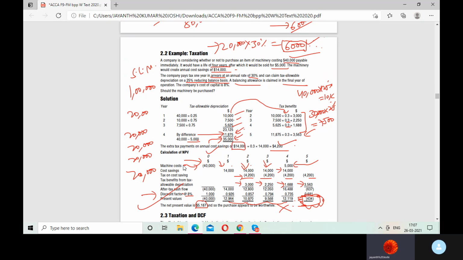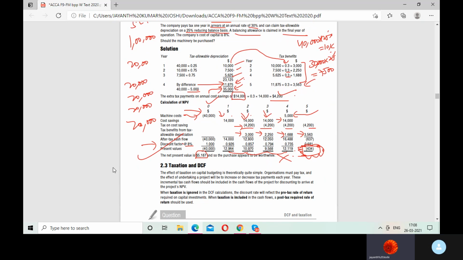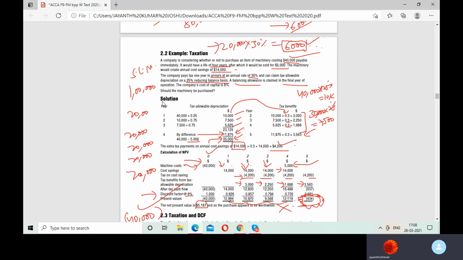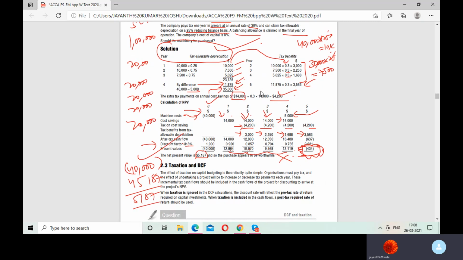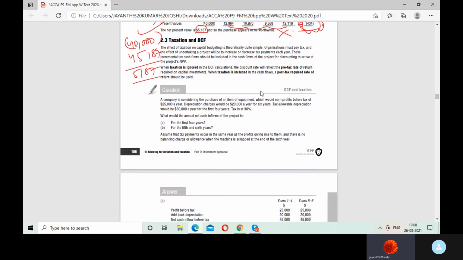Okay. Understood how to do this? So last step I was confused about it, sir. Nothing but this. What is your cash outflow? 40,000. Add all these, 1, 2, 3, plus 4 and these figures. You'll get 45,187. Okay. 45,187 minus 40,000 is 5,187. Positive NPV, correct? Yes, sir. It's a good project. So all this calculation is to find out the tax allowable depreciation thing. Then you have to put it in the format of NPV.